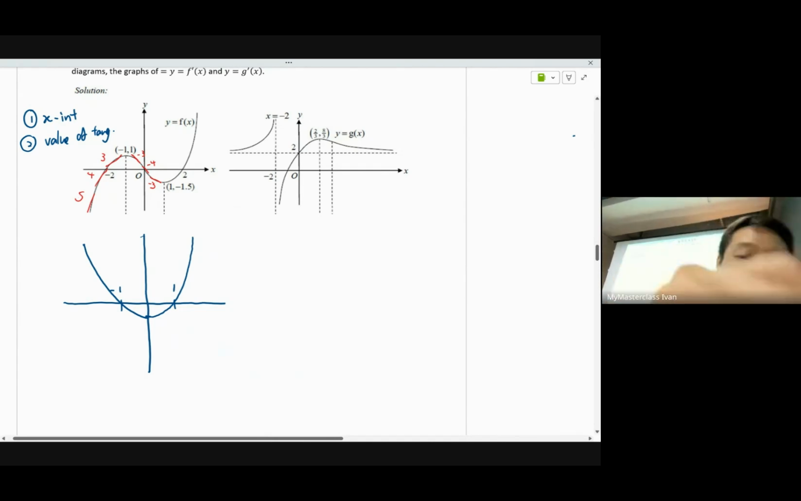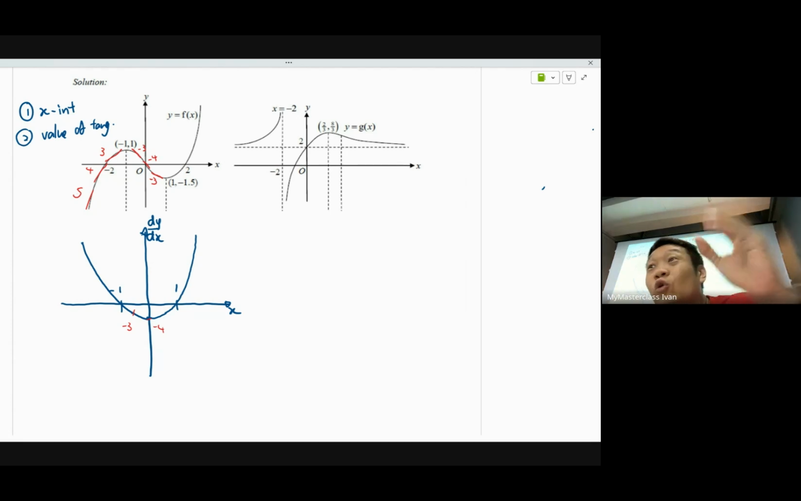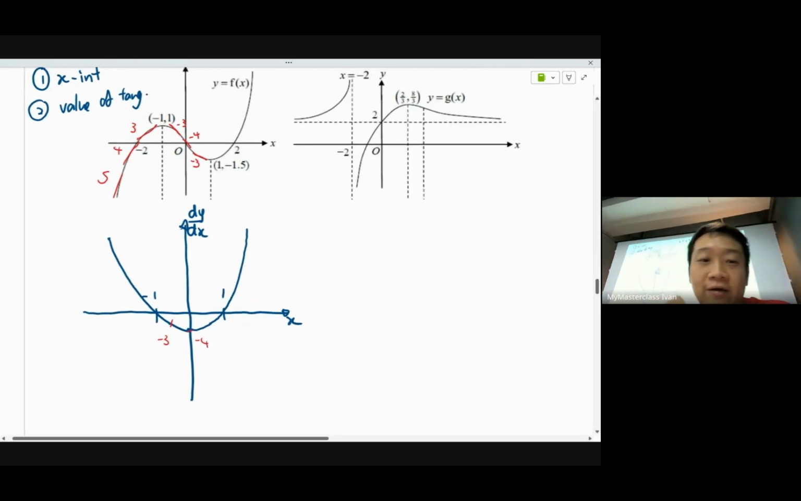How do you label the graph? Look here. This is called the dy/dx against x graph. Over here is -3, over here is -4, and it goes back to -3. Imagine the numbers are imaginary, not exact values. They're just values to guide you to know how the shape goes. After that, it goes to -3.